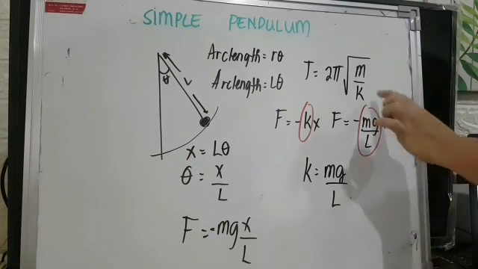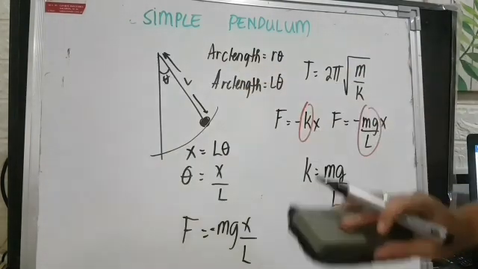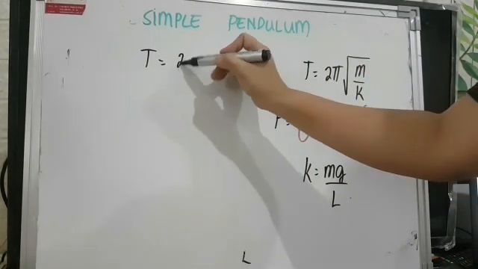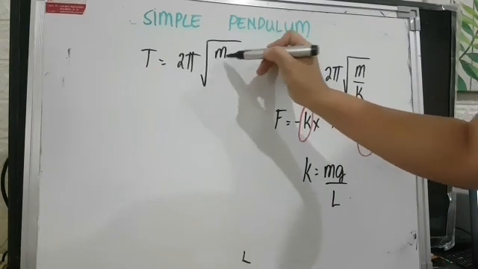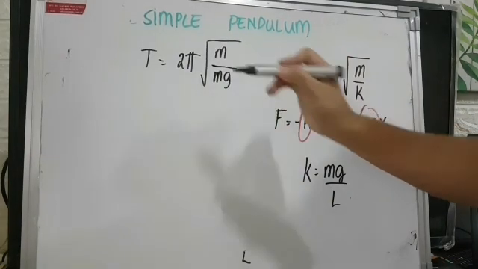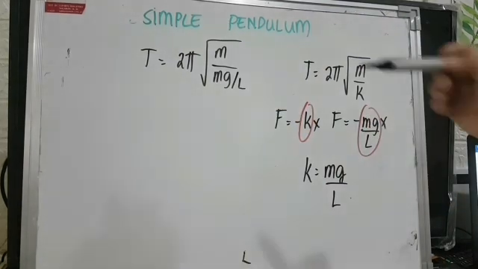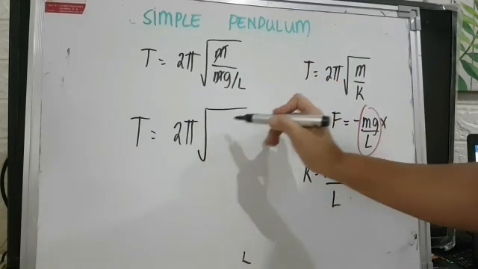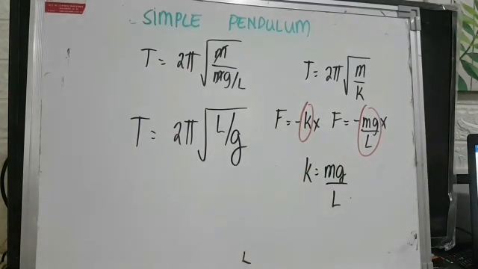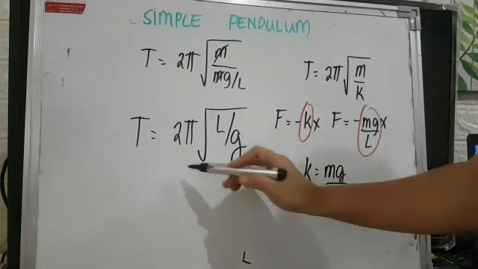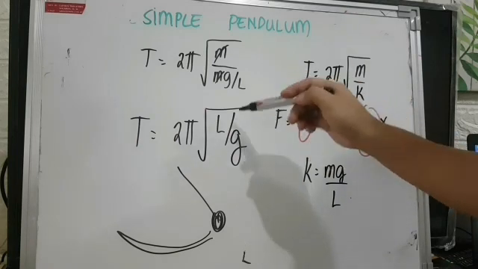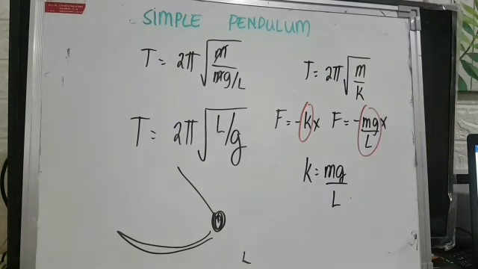So substituting k here, let me erase this again, it doesn't fit on our board. We have now the formula for the period of a simple pendulum equals 2 pi, then square root of m over this k, mg over L. I'll cancel this one. So finally, we have an equation for period, which is 2 pi. Since it's in the denominator, we can get the reciprocal, square root of L over g. So the factors affecting the period of a simple pendulum, how long it takes for the pendulum to have one complete revolution, is affected by the length of the pendulum and by the acceleration due to gravity. Now, you will also try to discover that in your experiment about the simple pendulum.